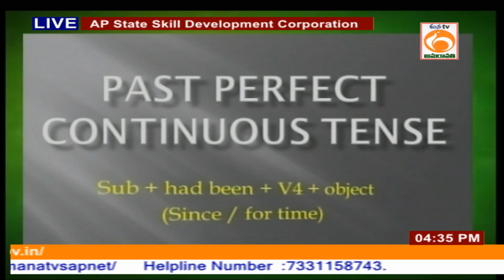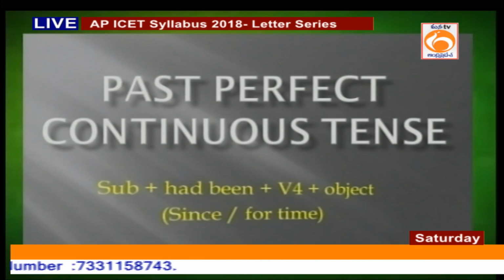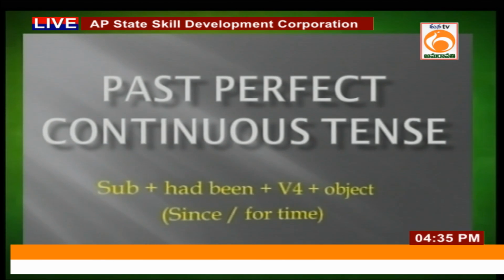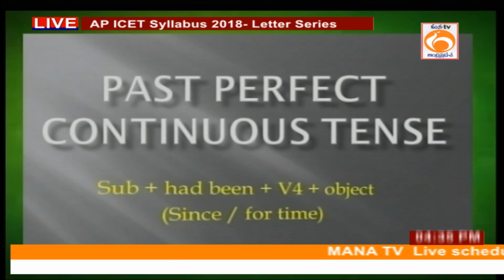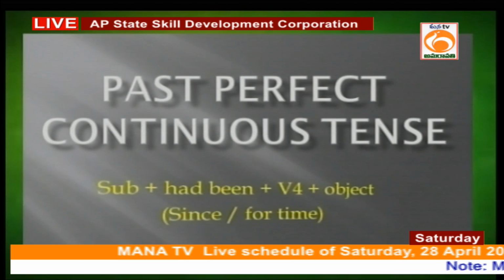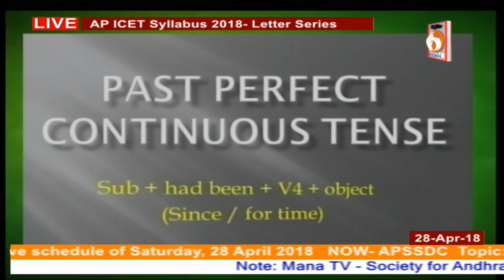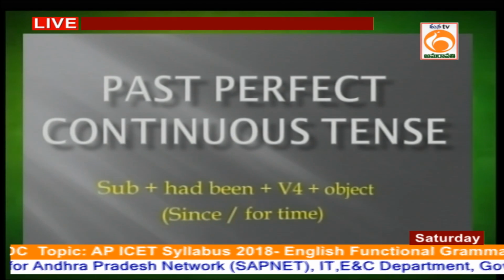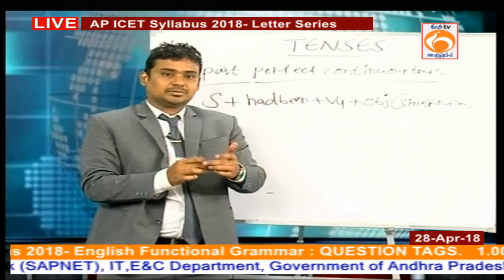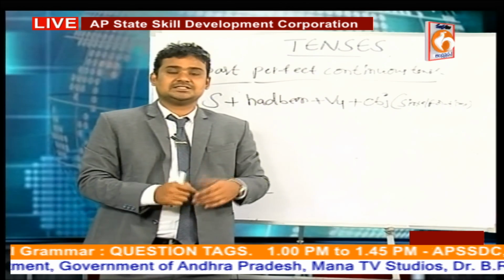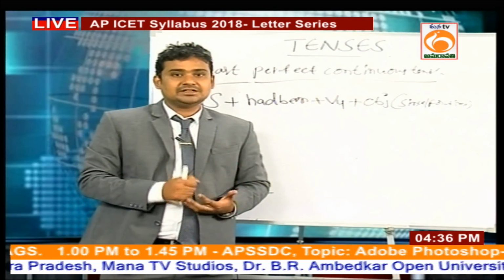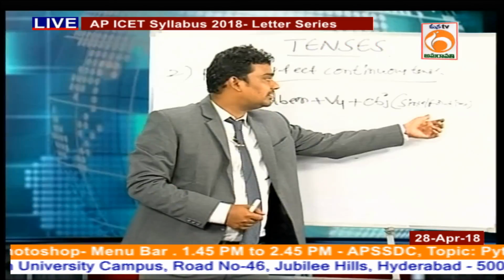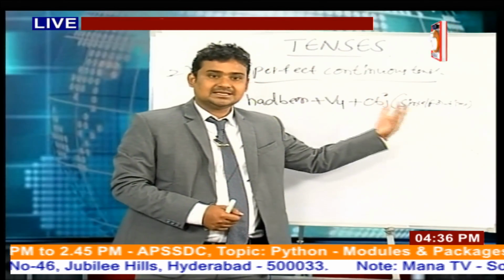Subject plus had been plus V-ing, the progressive or continuous verb form we should use here. Then the object. In this object we should use the time prepositions, either since or for, after time. So what is the past perfect continuous tense structure form? Subject had been plus V-ing plus object. In this object we should use either since or for. After since or for we must use time, that is also past time.